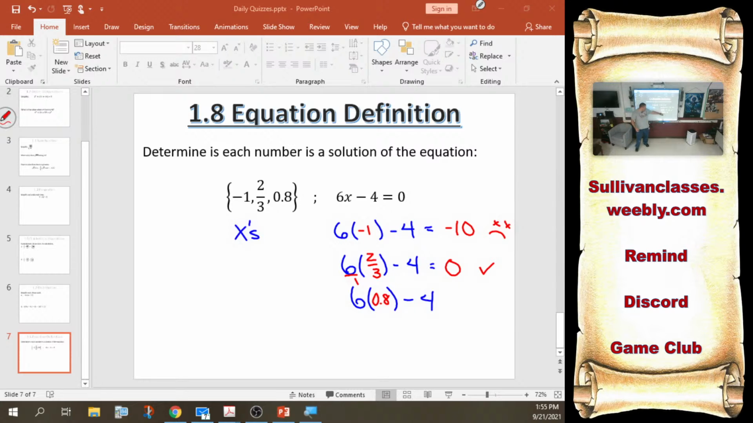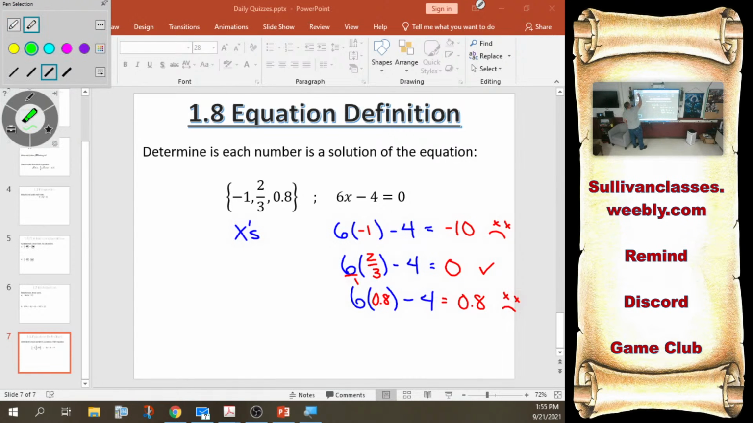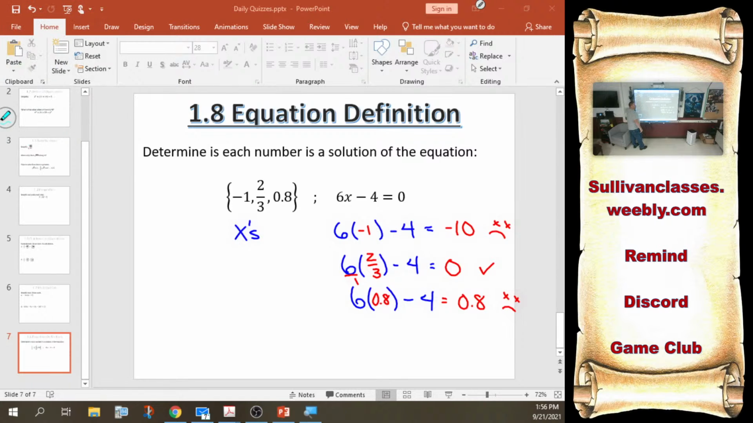Right? We get 4.8 minus 4 is 0.8. That's not a 0. It's close, but 0.8, there you go.